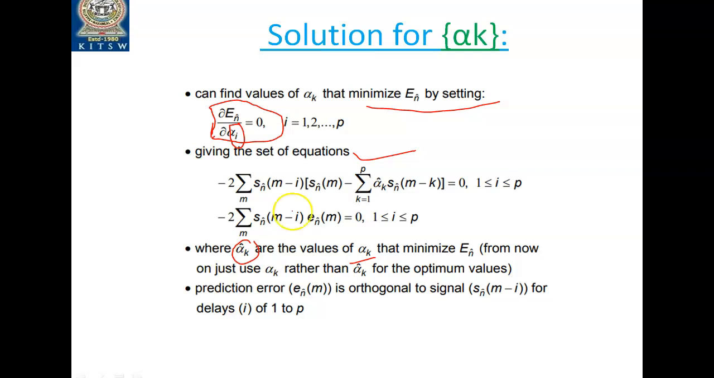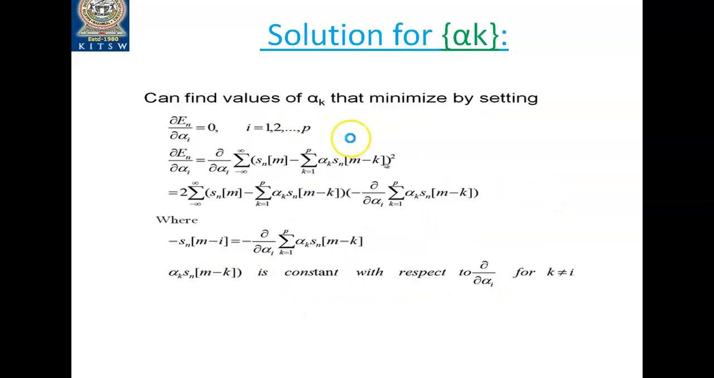So for all the relations, whatever we need to see, I is varying from 1 to p. Here also I is varying from 1 to p. Now we can find the values of alpha k that minimize En by setting dou En by dou alpha equal to 0. So this is the way. It is a simple mathematical derivation, that's all. It is very simple derivation.